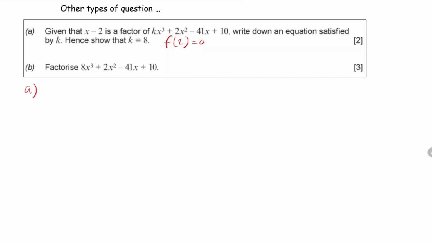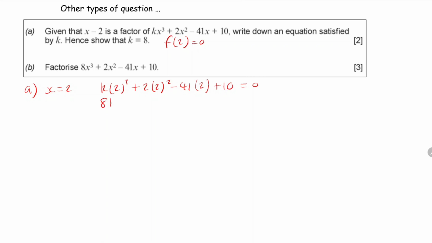So for part A, you need to solve for k by substituting x is 2 into the function. So we'll have k times by 2 cubed plus 2 times by 2 squared minus 41 times by 2 plus 10. We put that equal to 0.